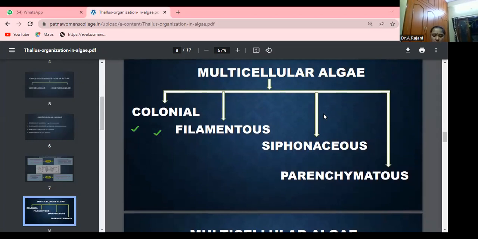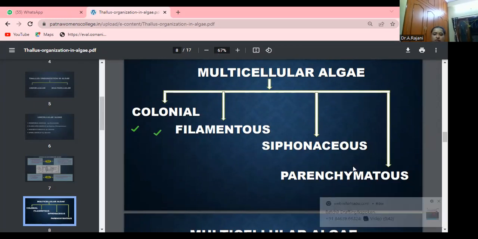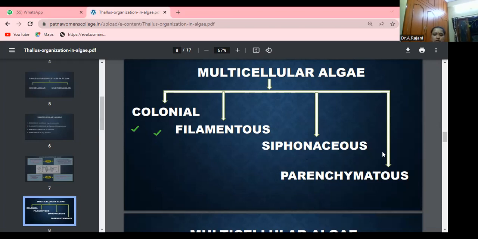See, what is the second one? Unicellular is completed. The second thing is called the multicellular algae. Here, first is the unicellular. The second one, multicellular. In the multicellular, the first one is the colonial form, the second one is the filamentous form, the third one is the siphonaceous form, and the fourth is the parenchymatous form. These four are multicellular algae.